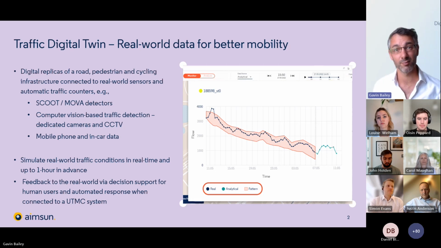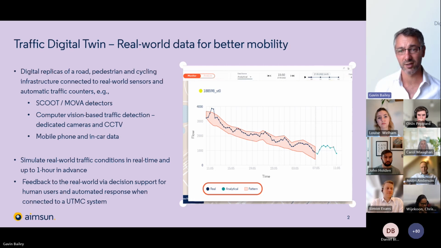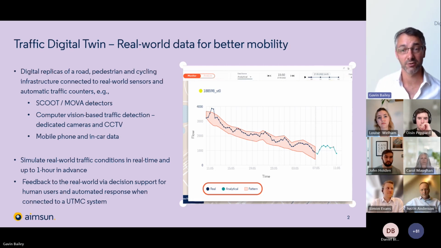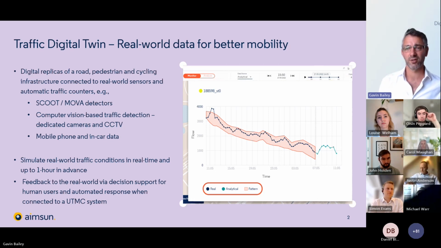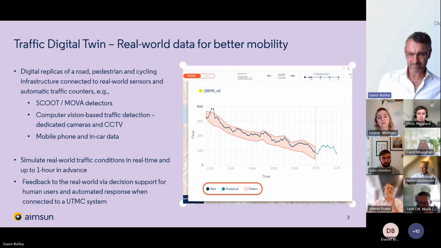We say near real-time because in reality there's some time that passes between the detection of traffic and the communication of that data to the digital twin. And this enables improved situational awareness of current and future network states, future being predicted traffic conditions up to an hour into the future, allowing for reactive and proactive network management.